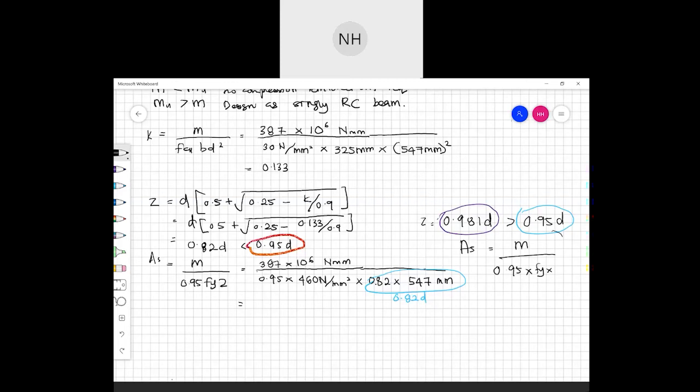Okay, masukkan dekat dalam Z, because dia lebih besar daripada 0.95. Dia maksimum. Bila dia lebih besar, you ambil 0.95. Okay, tapi if let's say this one lower, macam dalam our question here it is 0.82, so you ambil 0.82D. Okay, boleh faham? Dalam example pun ada sama juga.